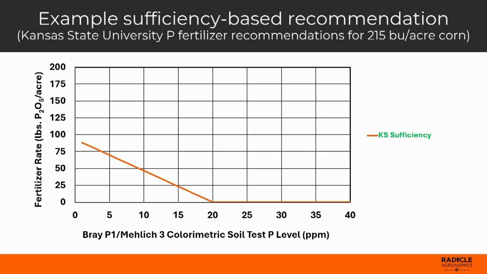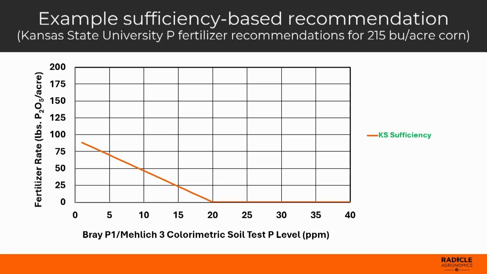The sufficiency-based approach, this is an example from Kansas. What they're finding is that at 20 parts per million, there's no response to applied fertilizer. So once you hit 20 parts per million, the recommendation goes to 0. Now, if you're below that, then you're not trying to build up the soil, you're just trying to apply the amount of fertilizer that soil needs to maximize yields this year.